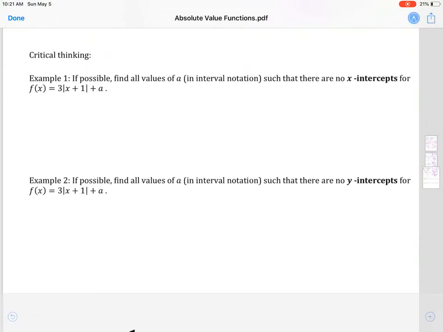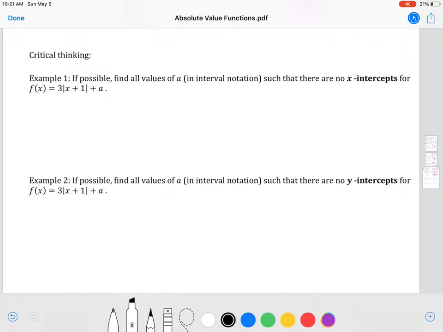Okay, last two examples, which are thinking questions. It says, find all the values of a, meaning this a right here, in interval notation so that there are no x-intercepts for f of x equals 3 times the absolute value of x plus 1, plus a. Now, since it's positive, my graph is going to be facing up. This tells me that my h is going to be negative 1. This is my value of k of my vertex.